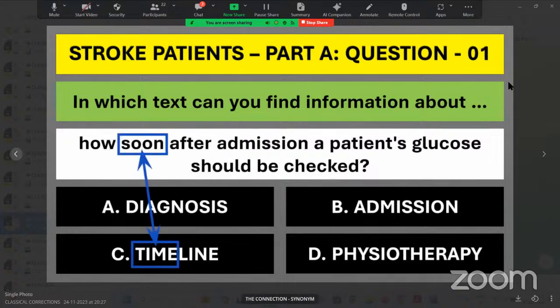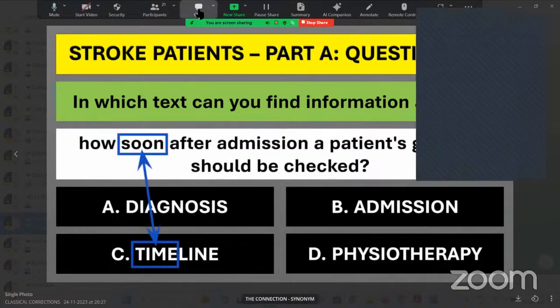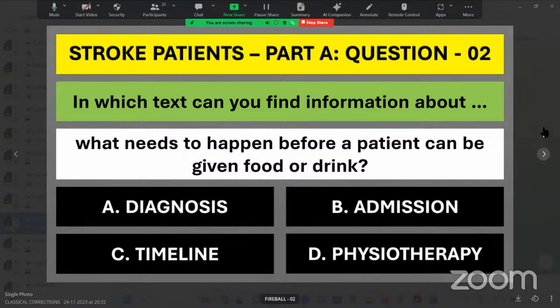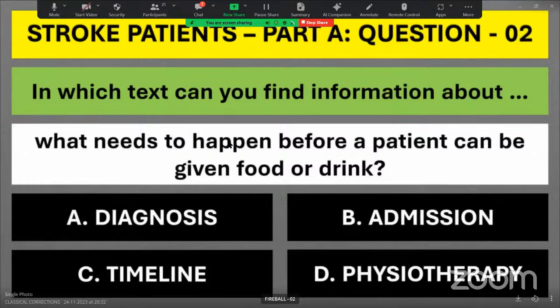Now this is the second question. Only one question I have given till now. Second question. What needs to happen before a patient can be given food or drink? Is it in diagnosis, when you diagnose something? Or admission, or timeline, or physiotherapy? What needs to happen before a patient can be given food or drink?